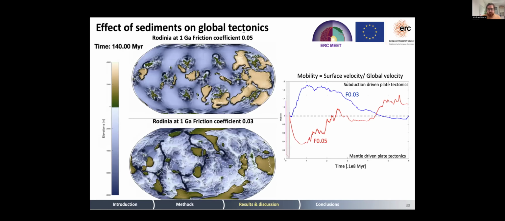This can be seen from the mobility, which is a ratio of the surface velocity by the global tectonics, and which shows us that in the model with friction 0.03, the model is mostly driven by subduction, so subduction-driven plate tectonics, while in the model with 0.05, the model is mostly mantle-driven plate tectonics.